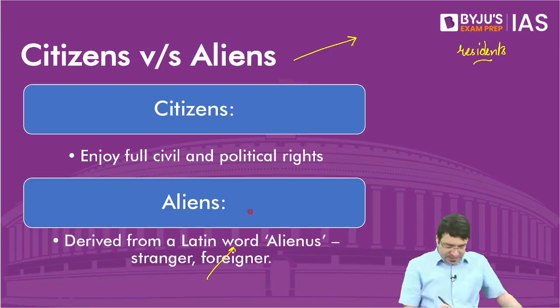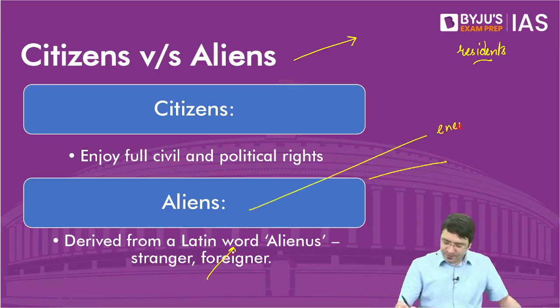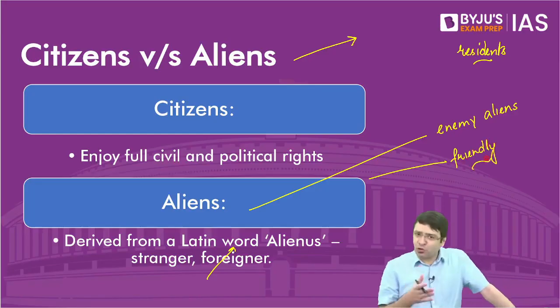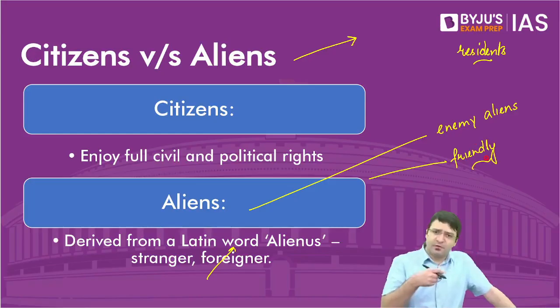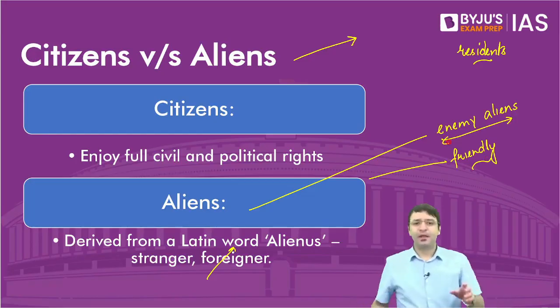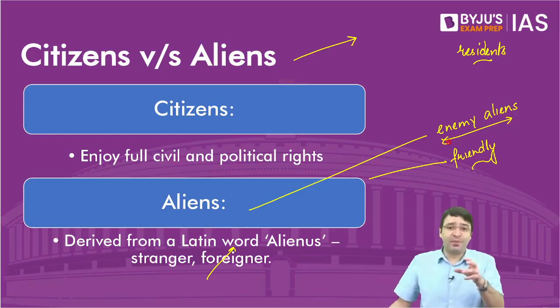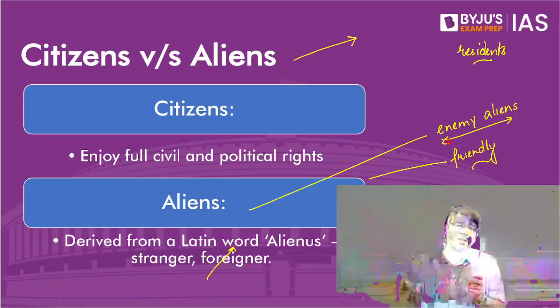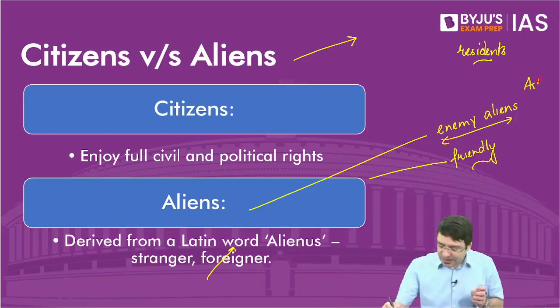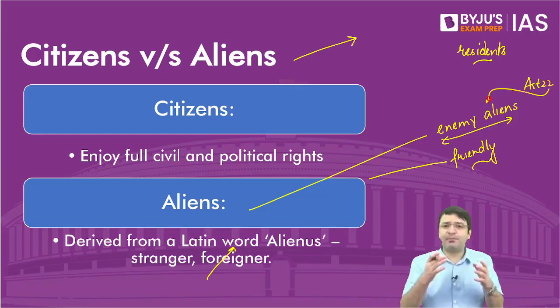Foreigners. These aliens can further be divided into enemy aliens and friendly aliens. Friendly aliens are citizens of those countries which share cordial, friendly relations with India. But if they are citizens of a country with which India is at war, we call them enemy aliens. And what is the disadvantage of being an enemy alien? That we will discuss in the Fundamental Rights chapter, because specifically, Article 22 is not applicable to enemy aliens.